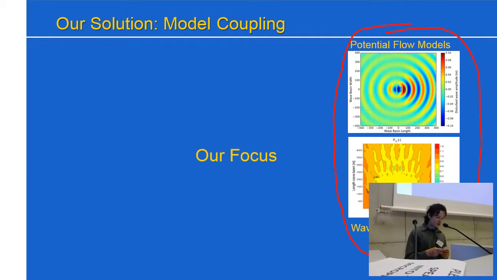Now, what are these models and what do they do? The model on top is called a potential flow model, and it is a model which models the interactions close to the devices, while at the bottom you see the wave propagation model, and this is a larger scale model that enables us to model a whole part of the coastline.